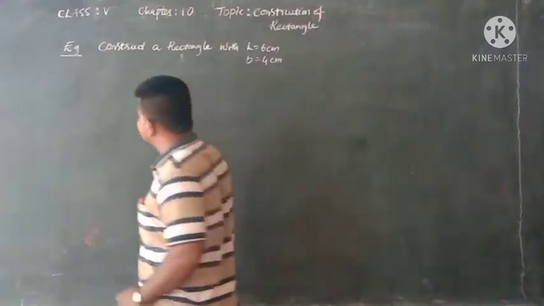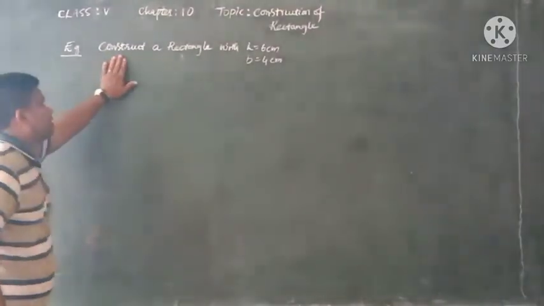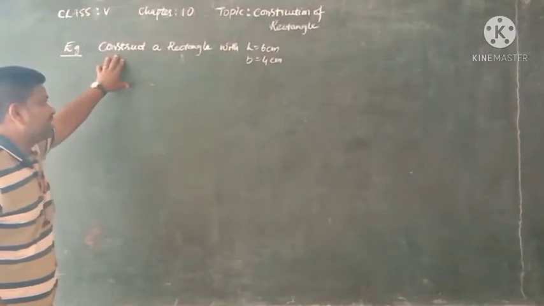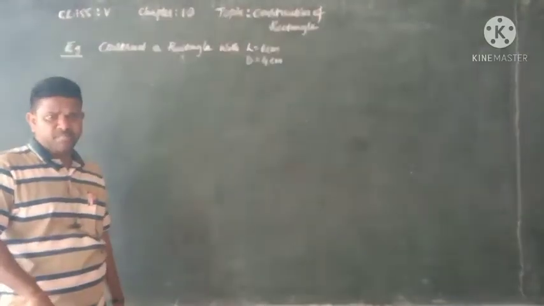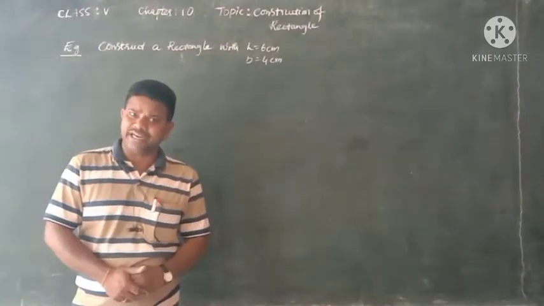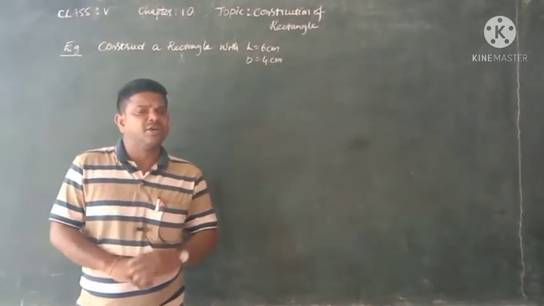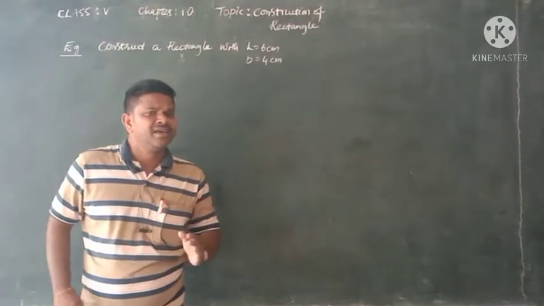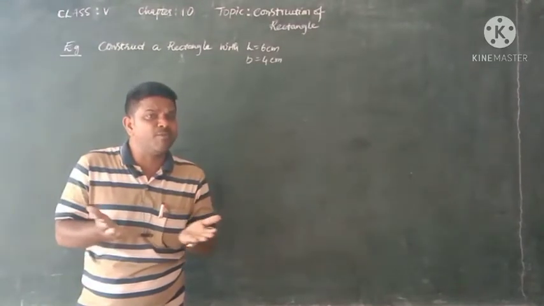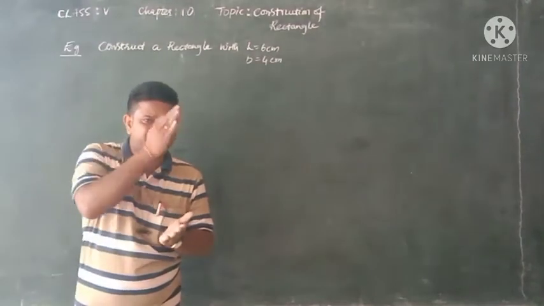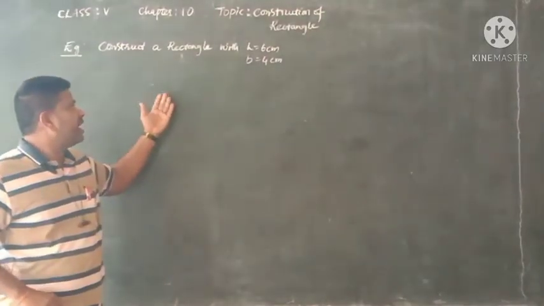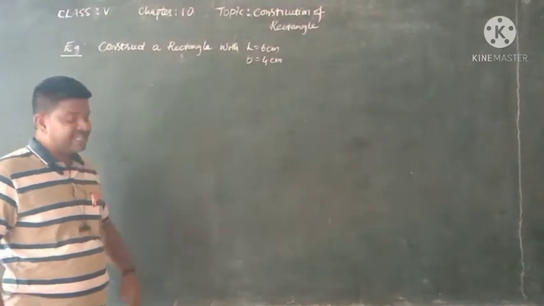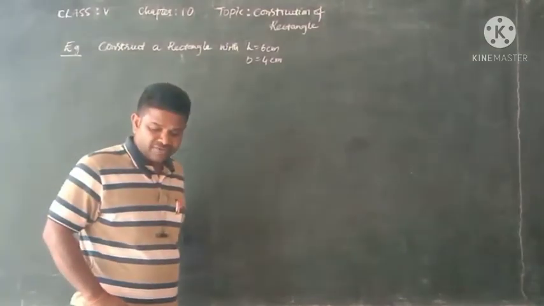So what is the question as given? Construct a rectangle with a length of 6 centimeters and breadth 4 centimeters. The rectangle is a quadrilateral, no doubt. Why? Because a quadrilateral is a closed figure which is formed by 4 line segments. So here we are going to construct a rectangle, which is one of the quadrilaterals.